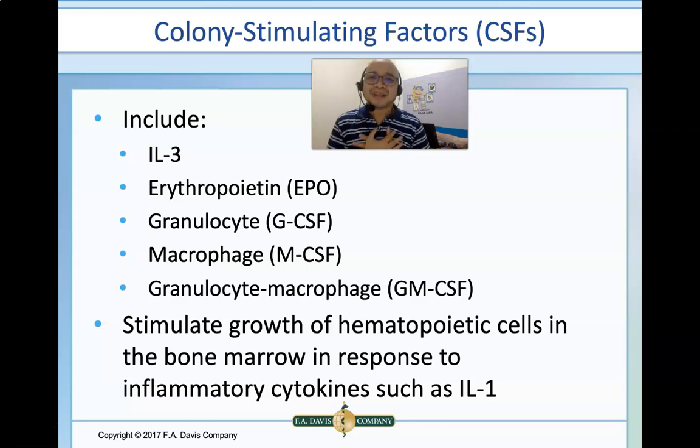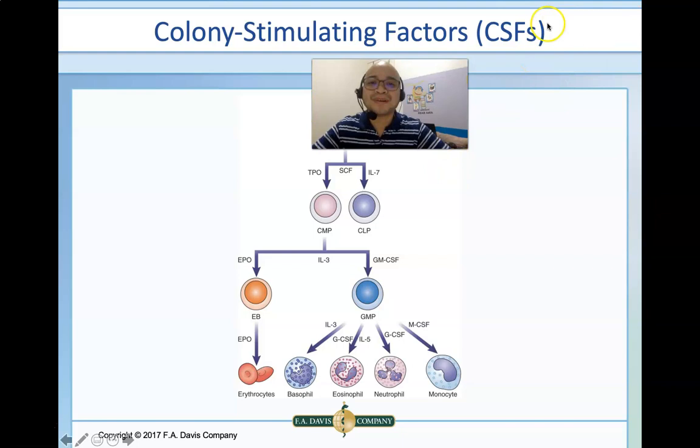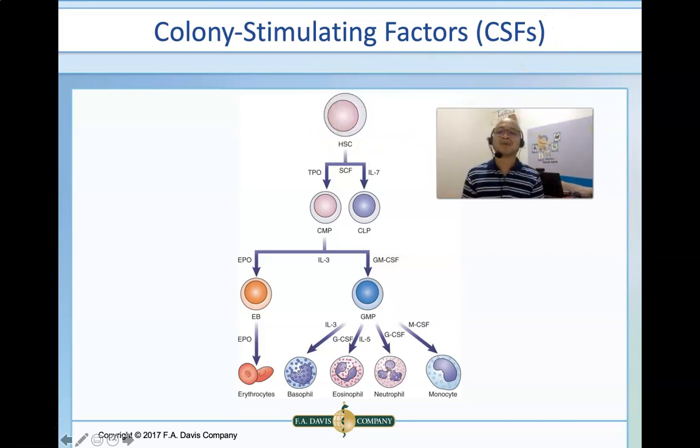So let's talk about the colony stimulating factors. This includes interleukin-3, erythropoietin, granulocyte colony stimulating factor, macrophage colony stimulating factor, and the granulocyte macrophage colony stimulating factor complex. All of these cytokines are involved in differentiation of blood cells in the process of hematopoiesis, which happens in the bone marrow in response to inflammatory cytokines such as interleukin-1. So because of these colony stimulating factors, our blood cells will actually mature.